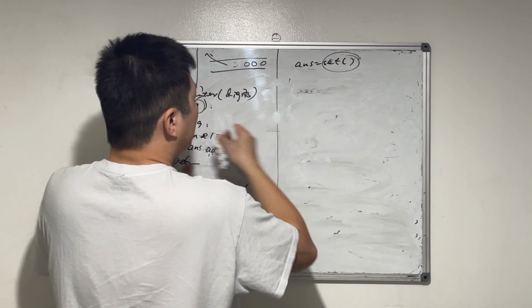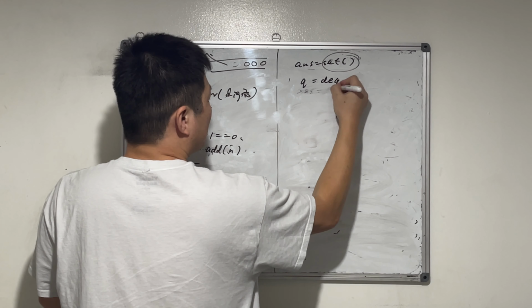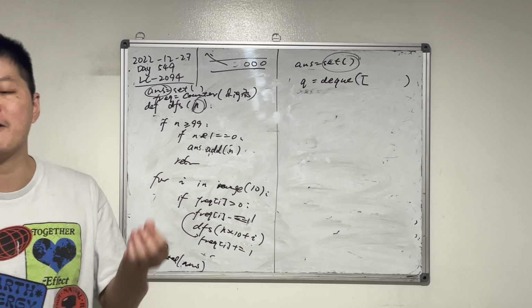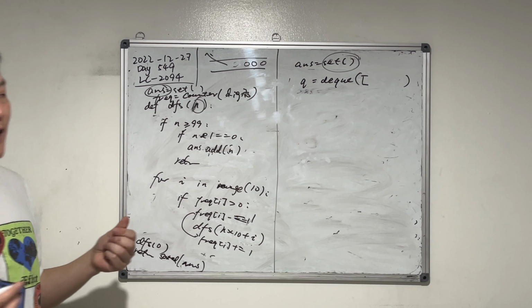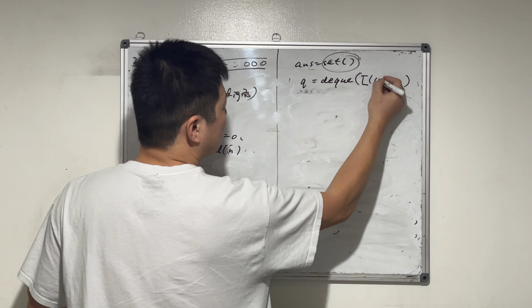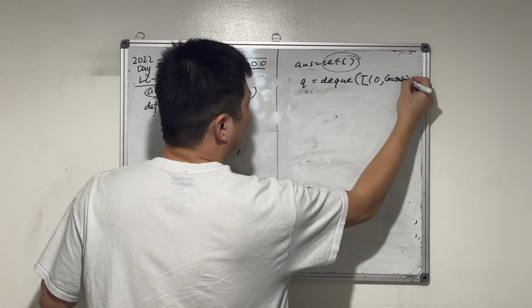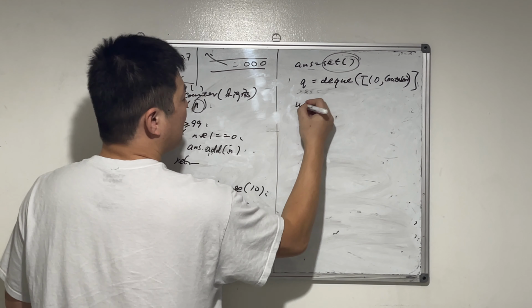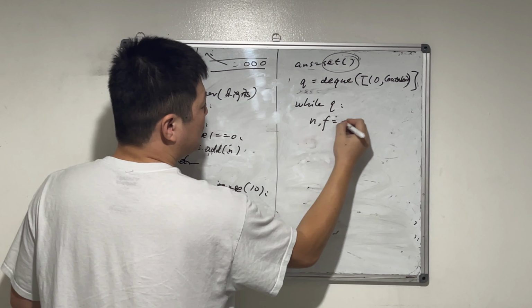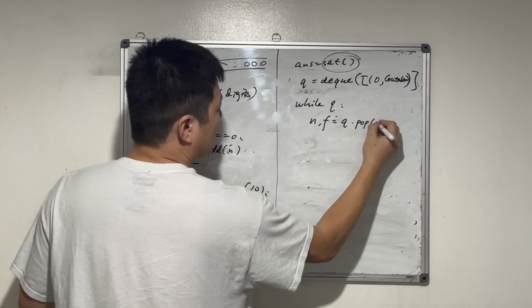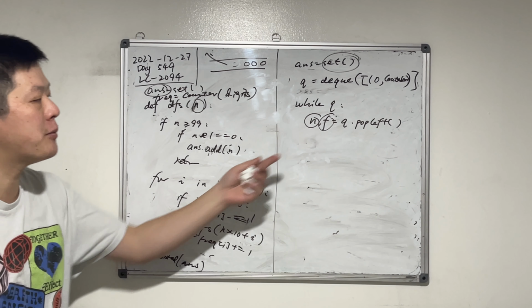Q, DQ, double-ended queue, we can do push and pop on both sides. We need to store the current number and the digit, right? So the current number is 0, and the digit is counter of ARR. Okay, so this is the tuple, and then while Q: N, F equals Q dot pop left, taking from the left hand side. N is the current number, F is the remaining digit.